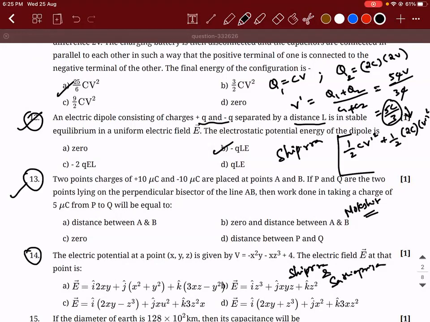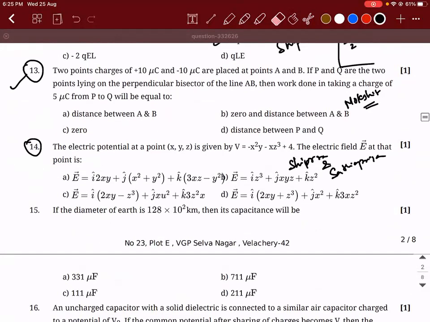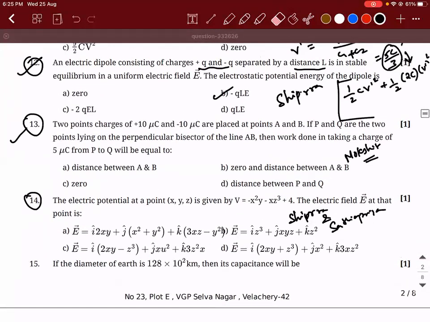Mokshit, you tell me what you understand from the 13th question. Sir, there are 2 point charges, P and Q, and they are arranged like that, sir. They have given us points lying on the perpendicular bisector of a line AB, sir.